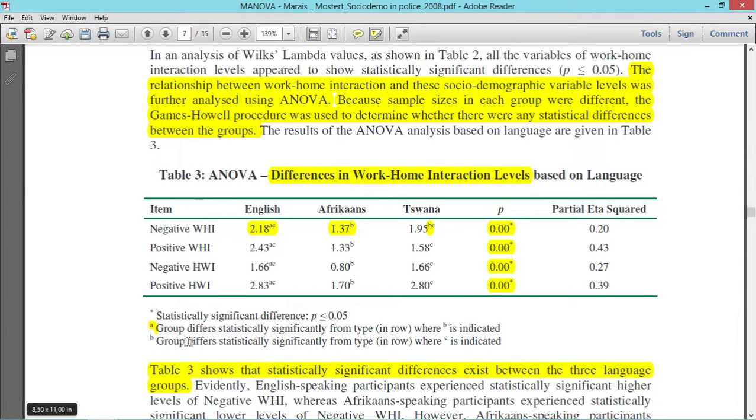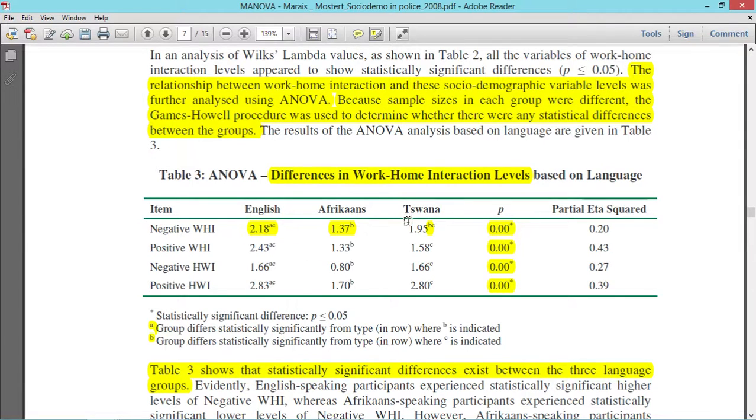And then let's look at what the B mark refers to. I can't think of the correct term for these little numbers or marks over there, but in any case, let's see what the authors are suggesting if one of these numbers is marked by a B, okay? They say if a number is marked with B, it differs significantly from the group that is marked with the C. Okay, so Afrikaans differs significantly from Tswana and from English in terms of the negative work-home interaction that they experience.